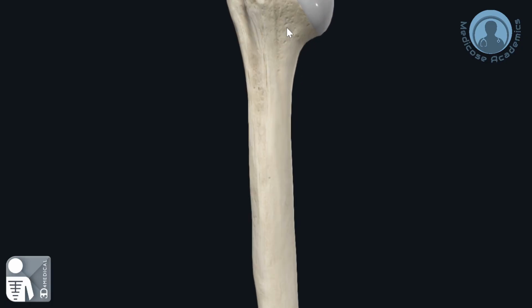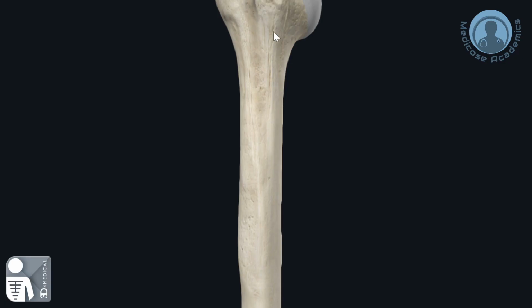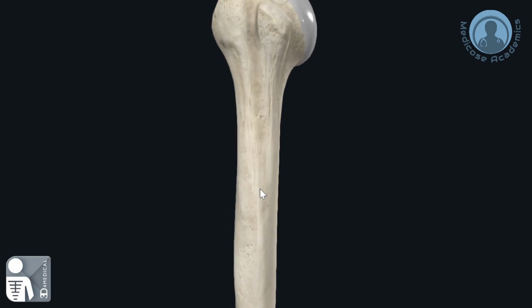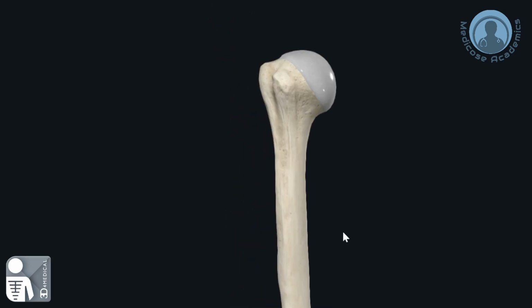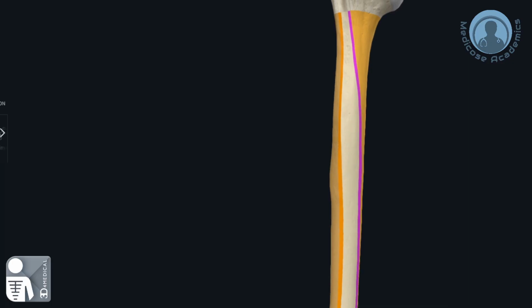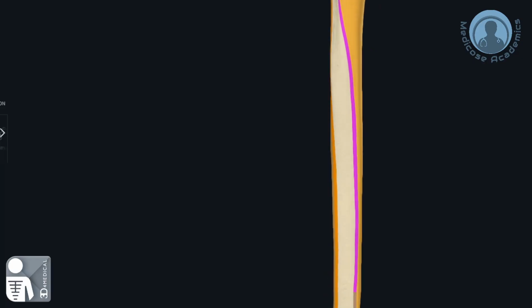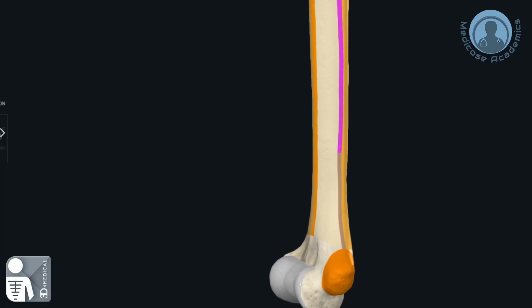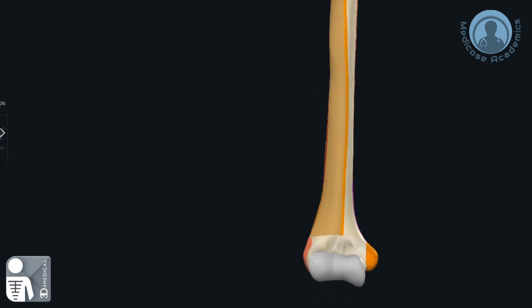That brings us to the medial border. This is the border that is the downward continuation of the lesser tubercle, and it spirals medially until it reaches the medial supracondylar ridge. So here is the medial border extending downwards from the lesser tubercle and spiraling medially until it reaches the medial supracondylar ridge right here. So these are the three borders: the anterior border, the medial border, and the lateral border.